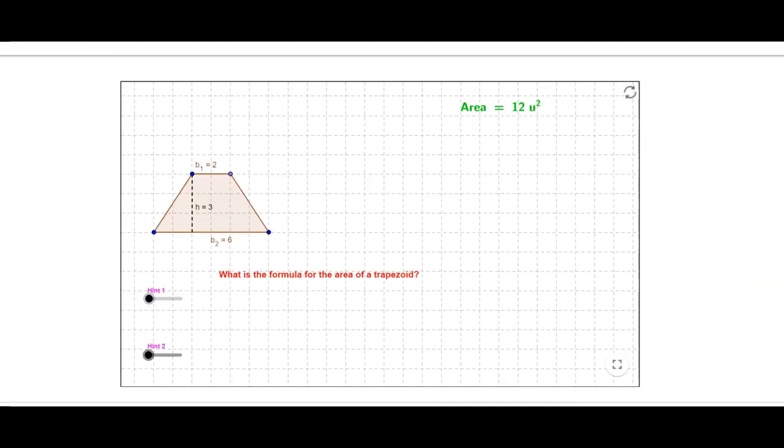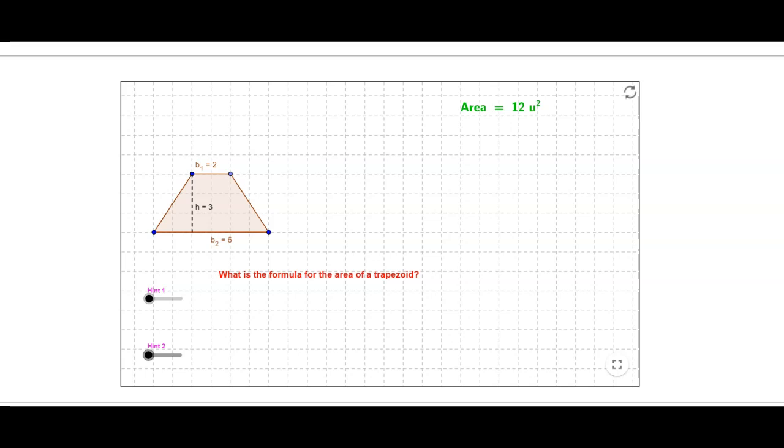For the area of a trapezoid, we're going to take a look at GeoGebra again. Remember, a trapezoid has two bases. In this case, we labeled this one base 1, and this is base 2. They're going to be different lengths, and the bases should be parallel. The other two sides, we call them the legs, and they will not be parallel. That's what makes it a trapezoid. Only one pair of sides is going to be parallel.